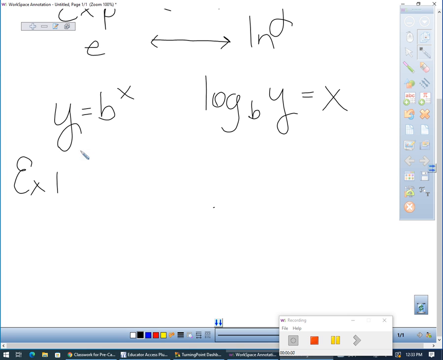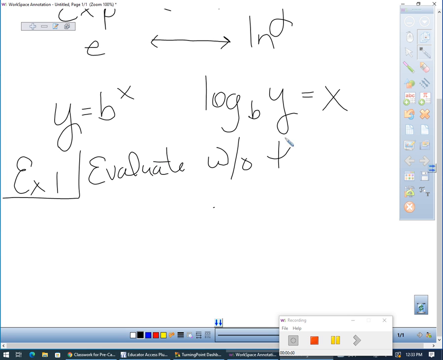Example number 1. Evaluate without the calculator. So if we have something as simple as, how about log base 3 of 3, yeah, we'll start there. Log base 3 of 3.